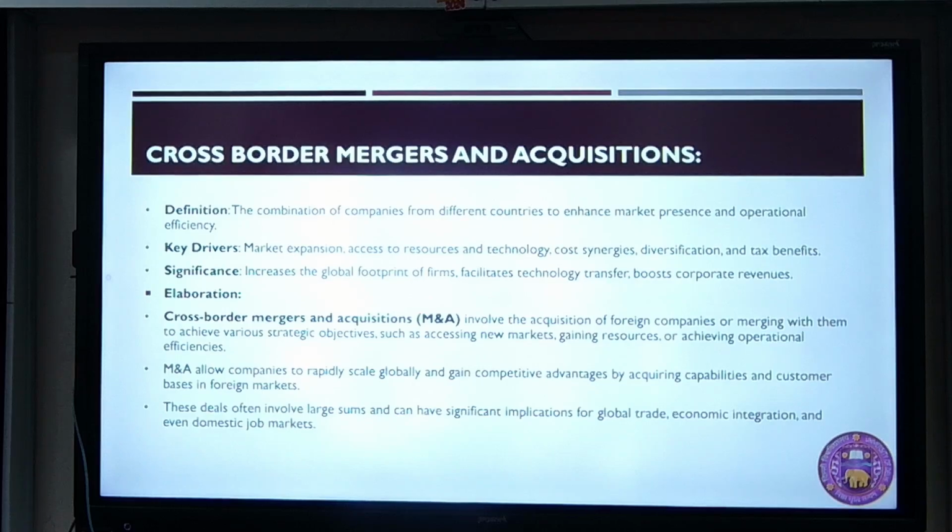So their tax liability will be reduced. And along with this taxation benefit, they are getting the other benefits also, like technology or expertise or access to markets or resources, economies of scale, reduction in cost and everything. So all these benefits along with the taxation benefit make the acquisition very attractive for the parent company, for the acquiring company.